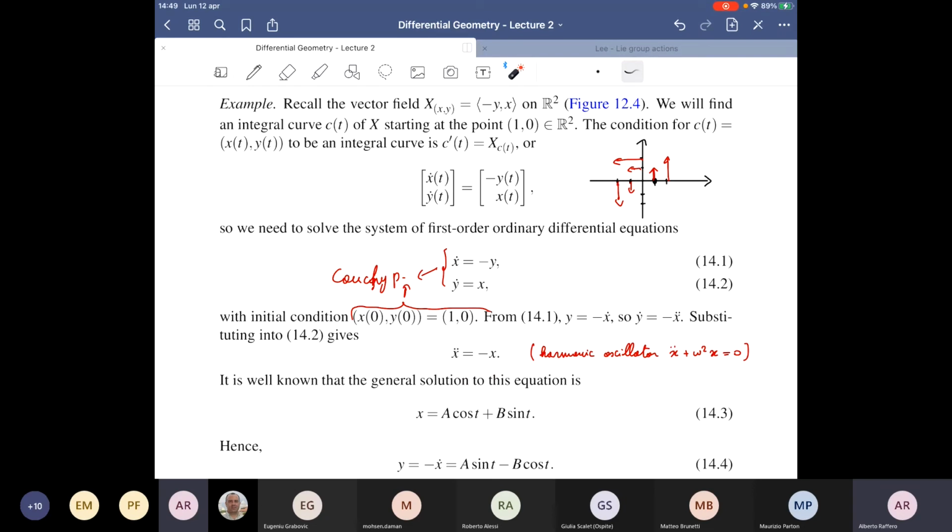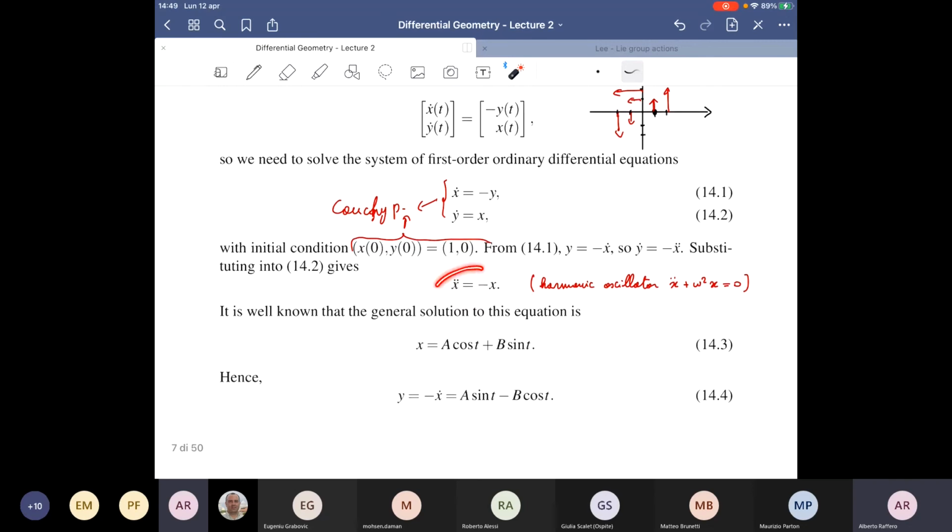So in general, you have some non-zero real number omega, and this second order differential equation is the differential equation for the so-called harmonic oscillator. Solutions of such an equation are well known, and in particular, if you want to solve this one, you will end up with a solution of this form.